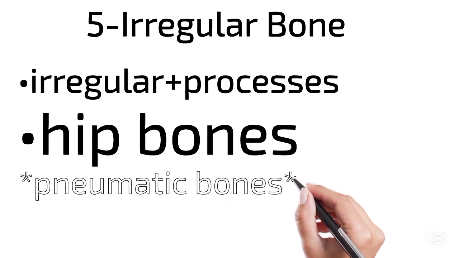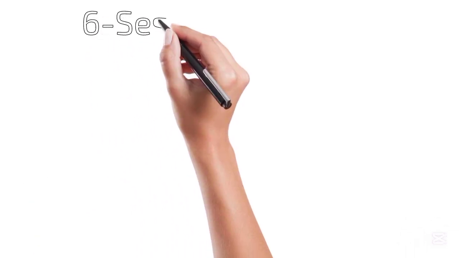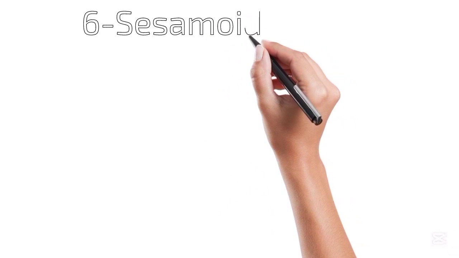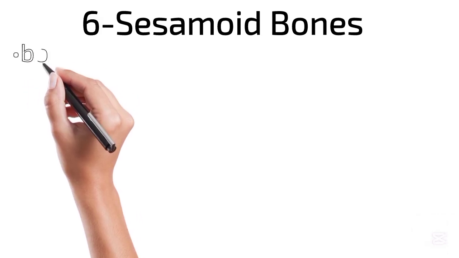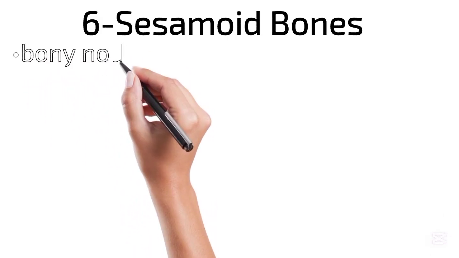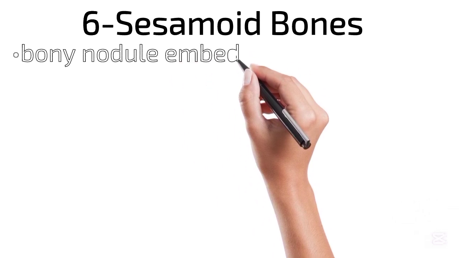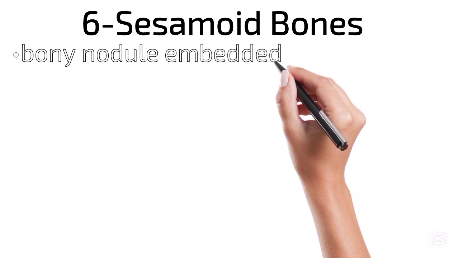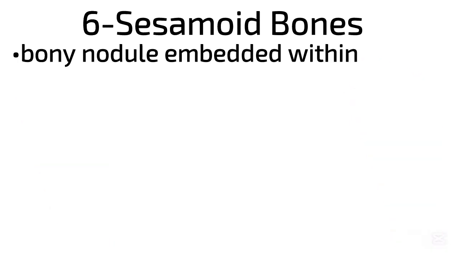Now let's move towards the other category, that is our sesamoid bone. A sesamoid bone is a bony nodule that is embedded within a tendon or a muscle, and the best example of this is our patella. These bones have special functions, like they act as pulleys that provide a smooth surface for tendons to glide over, and thus enhance the tendon's ability to transfer muscular forces.